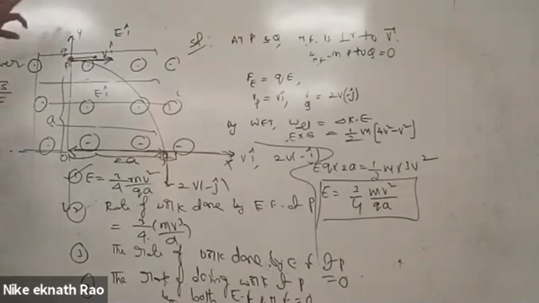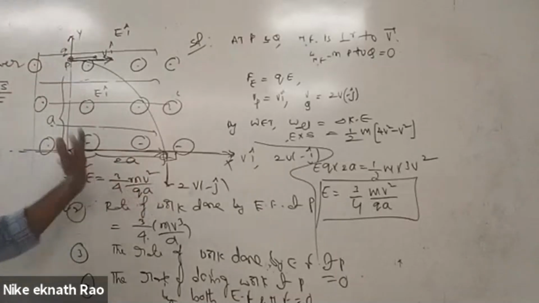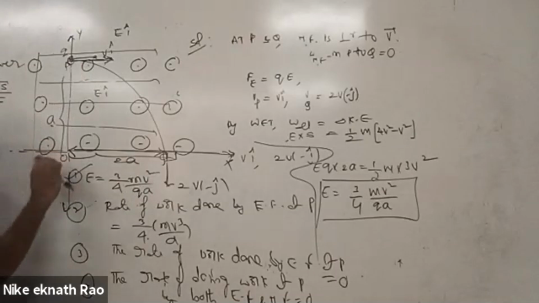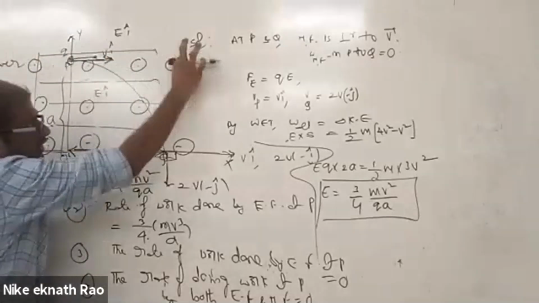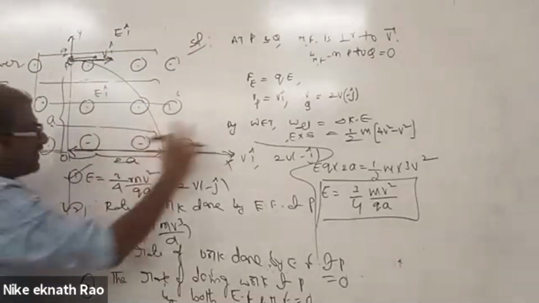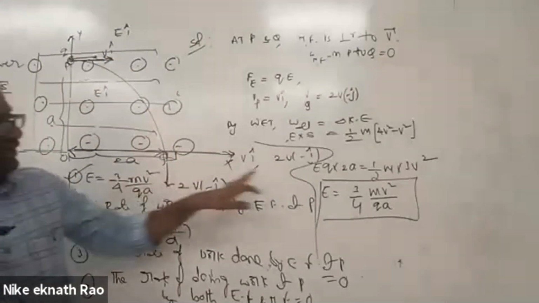No, only the point P is being asked. Specific, not as a whole. As a whole, the initial velocity is taken in the direction of the x-axis. No, not that displacement. Work done by the electric field: the electric force along the x-axis, displacement along the x-axis how much here? 2a. That is what I have said.